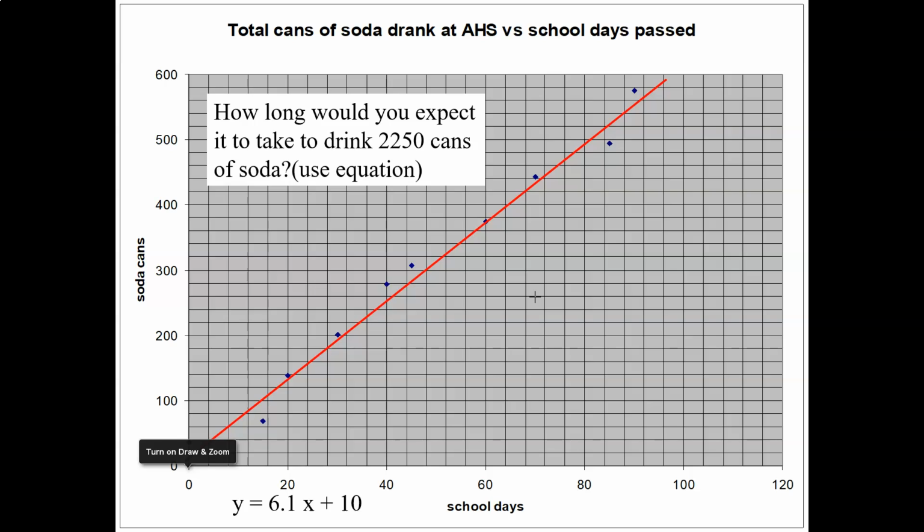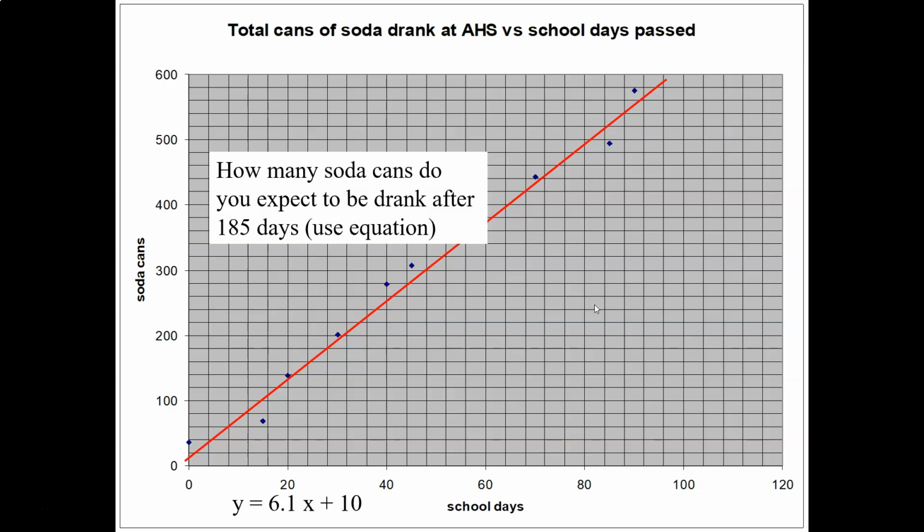So we're going to substitute into that equation. 2250 equals 6.1x plus 10. At this point, we can just solve the equation, which I'm going to do on my calculator. To solve this, first off, you would subtract off the 10 and get 2240 equals 6.1x, and then divide that by 6.1, and you get about 367 days would be our answer. The key thing here, and the thing that you don't want to screw up, is that we were given the y value because it's on the y-axis, cans, and we were looking for the x. A lot of kids mix up these. Don't do that.